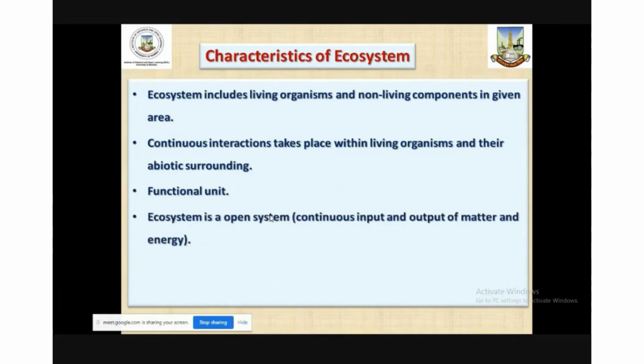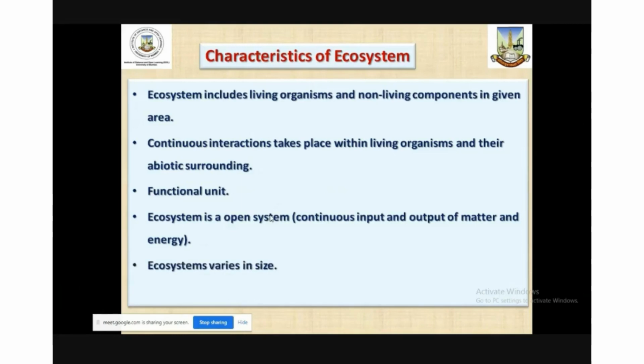Ecosystem is also considered an open system because there is a continuous input of energy from sunlight and a continuous output of matter through energy flow in the ecosystem. So it's an open system wherein there is an input through sunlight, and there is an output in the form of matter, and the energy continuously flows in the ecosystem.